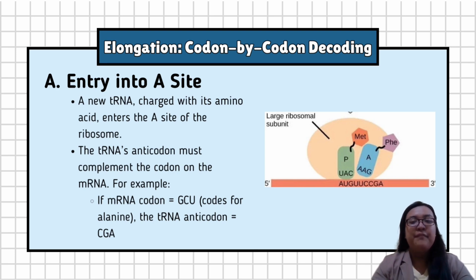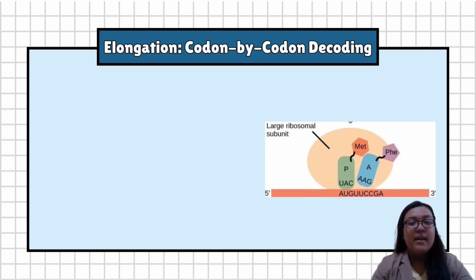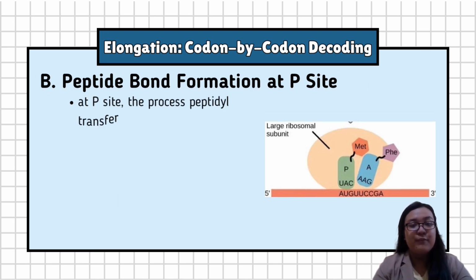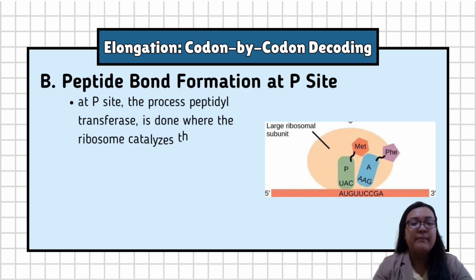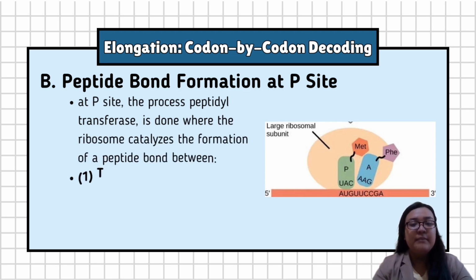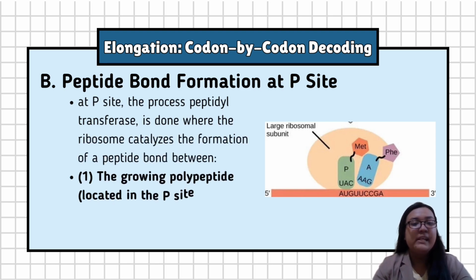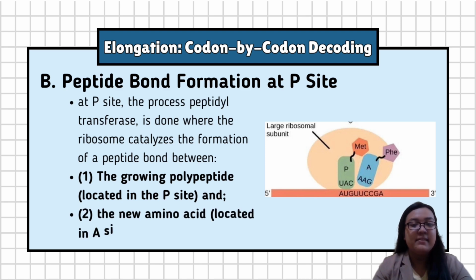For example, if the mRNA codon is GCU, which codes for alanine, the tRNA anticodon is CGA. Then, the ribosome catalyzes the formation of a peptide bond between the growing polypeptide held at the P site and the new amino acid at the A site. The peptidyl transferase activity that catalyzes this is a function of rRNA, a ribozyme.